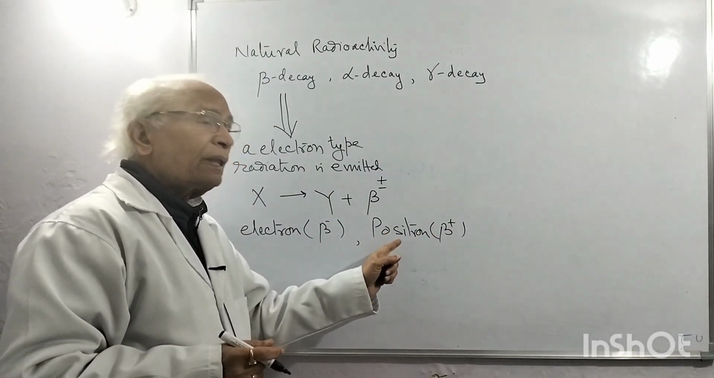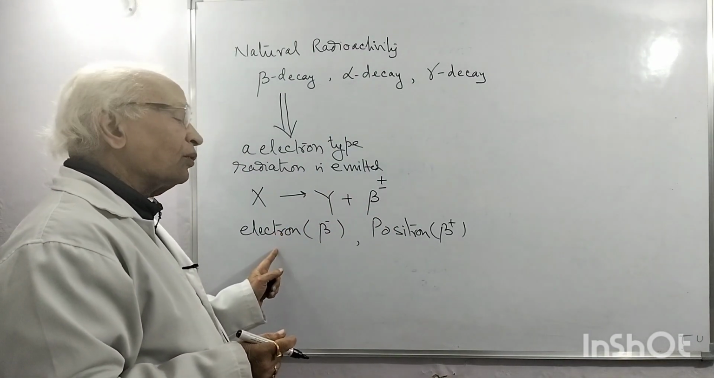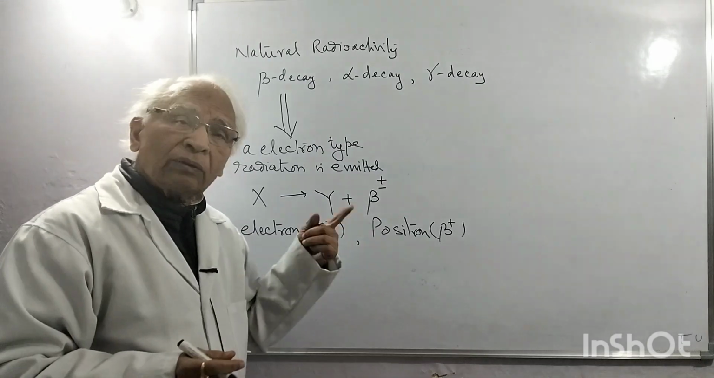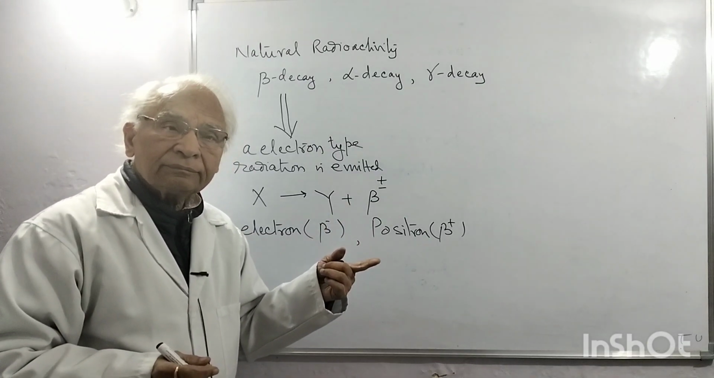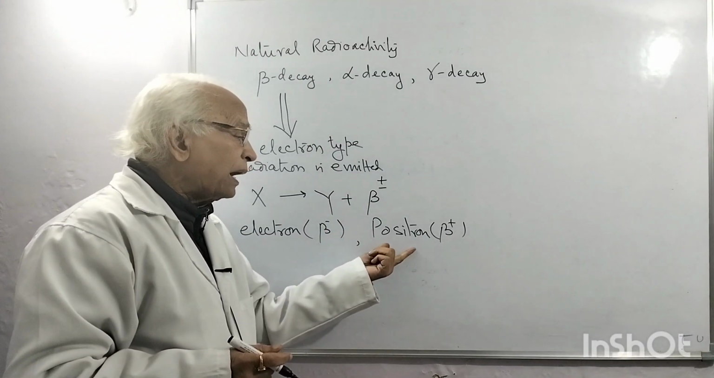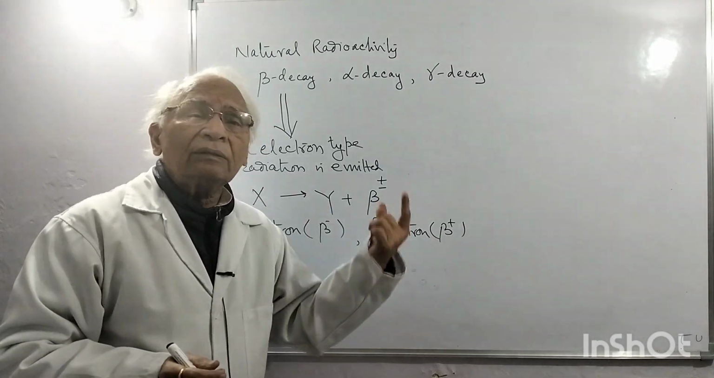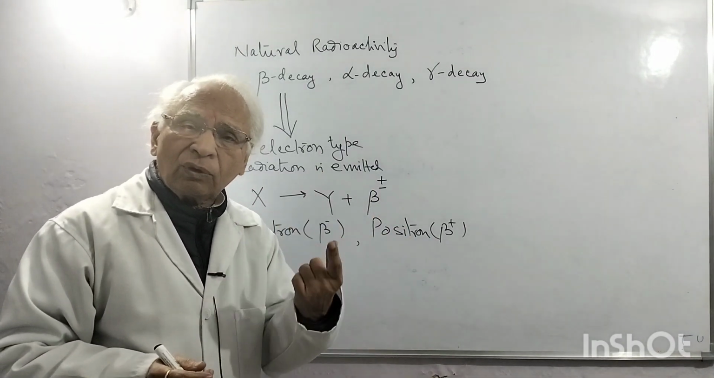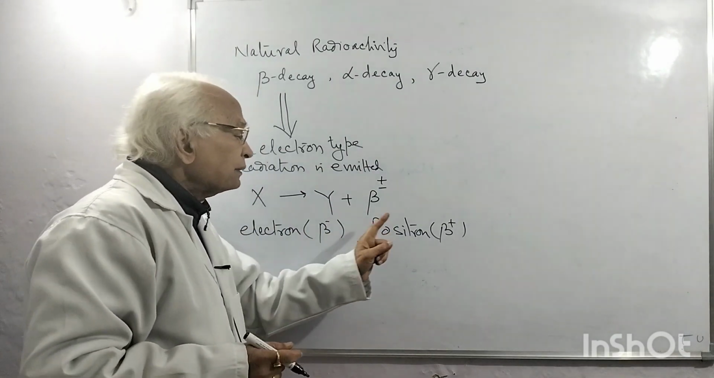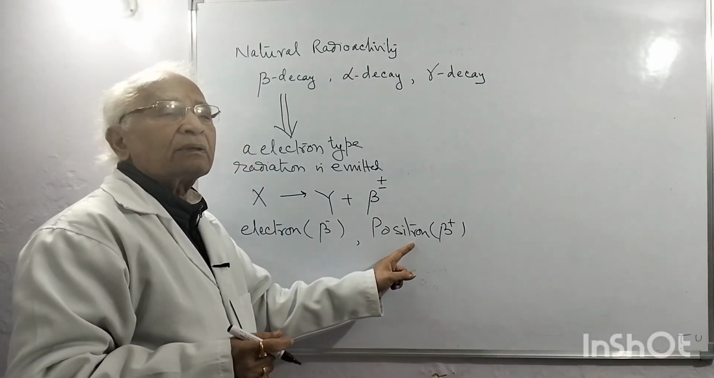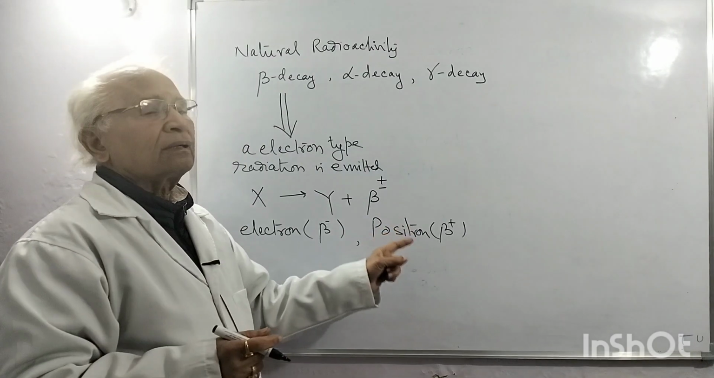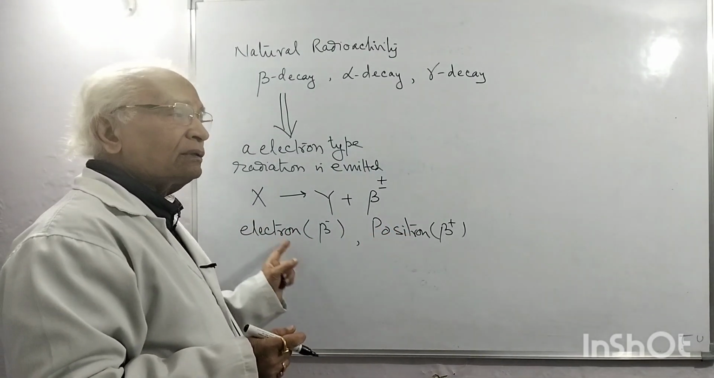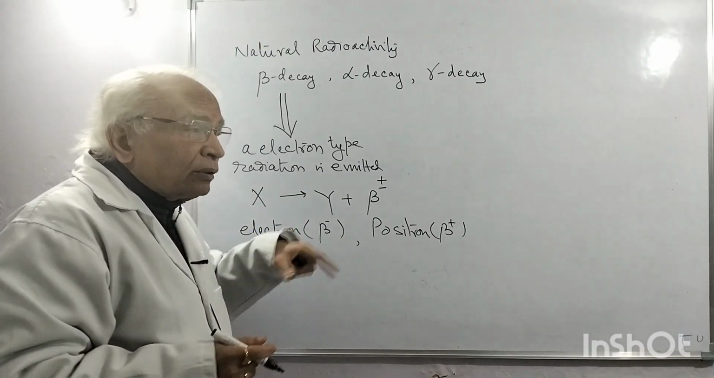So positron is the antiparticle of electron. It is also coming from the nucleus, because positrons are not existing outside the nucleus. In the atomic shell we have electrons only. So it cannot be of atomic origin. It is from nuclear origin. It is also coming from nucleus because it is nuclear decay.